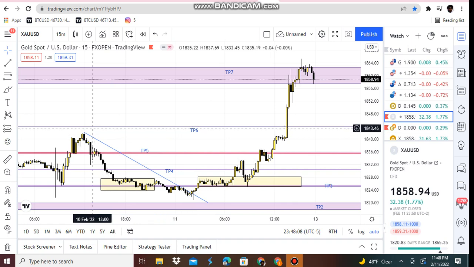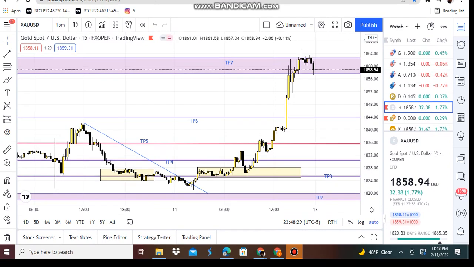So you can see price went from take profit 4 to take profit 5. Boom, and then we see a push back down to take profit 2. Nice little downtrend. Candlesticks are below this trend line. Price is making lower lows and lower highs.